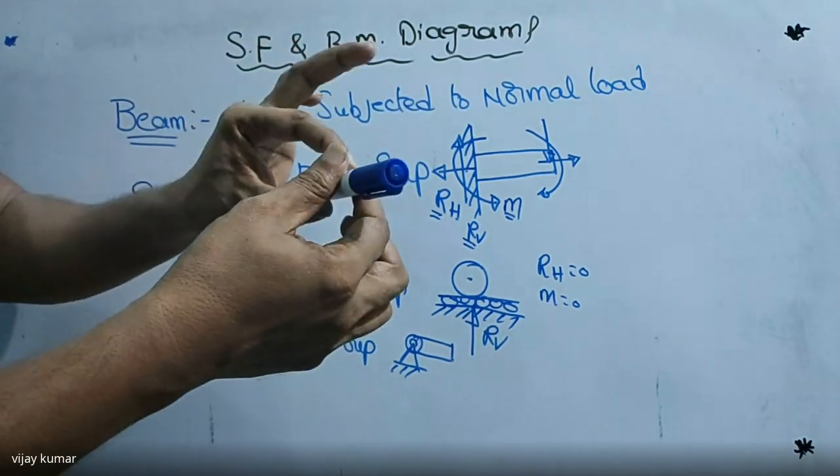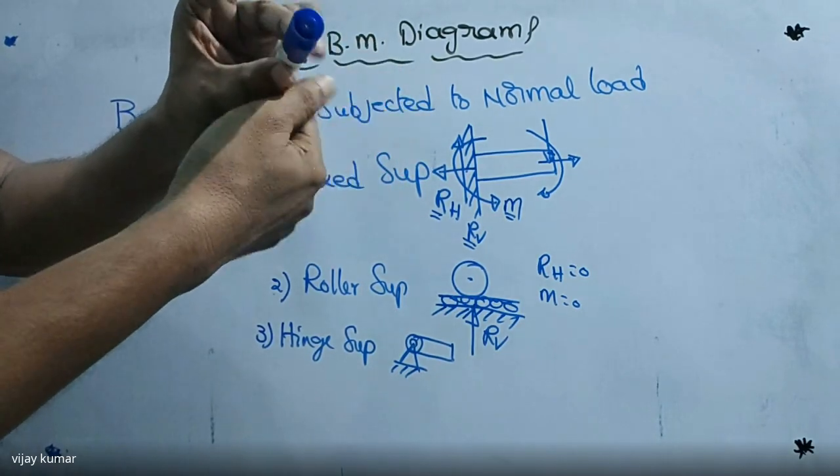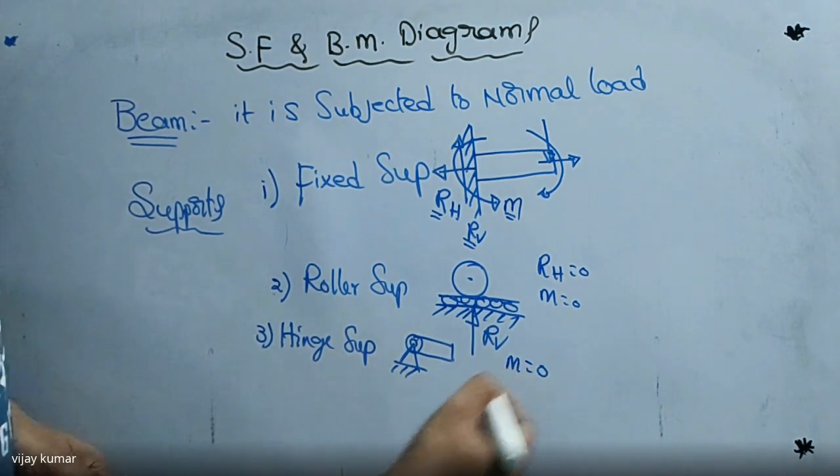Or you get my point, we can hold it like this at the center, so I can rotate easily like this. So there is no moment reaction, that is M is zero.